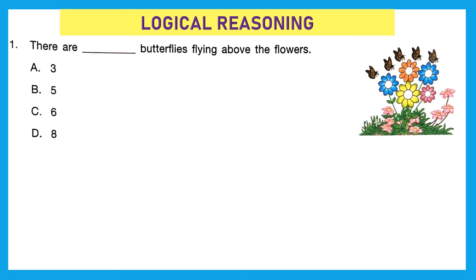Question 1. There are dash butterflies flying above the flowers. So here we have to count only those butterflies that are flying above the flower. Not on the flower, not under it, but above. So let's count. 1, 2, 3, 4, 5. So the right option is option B, 5.